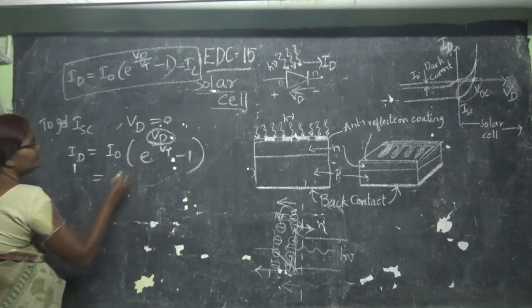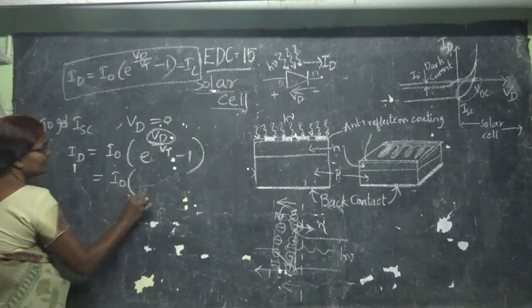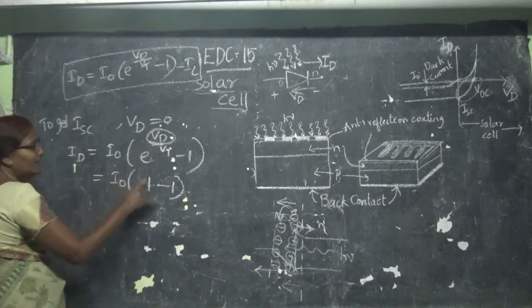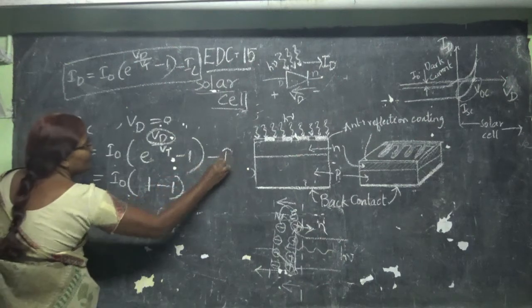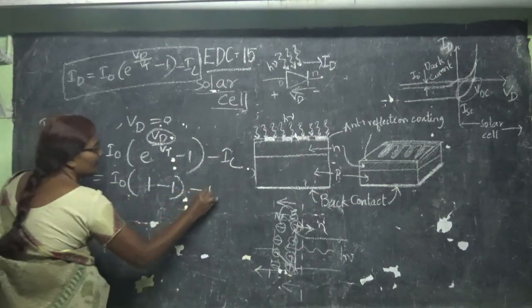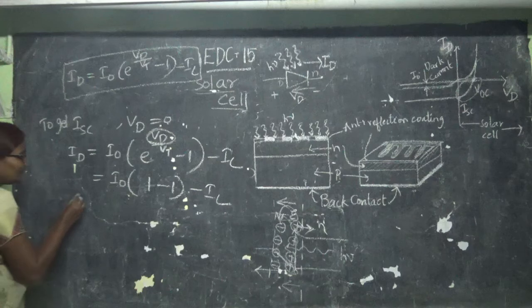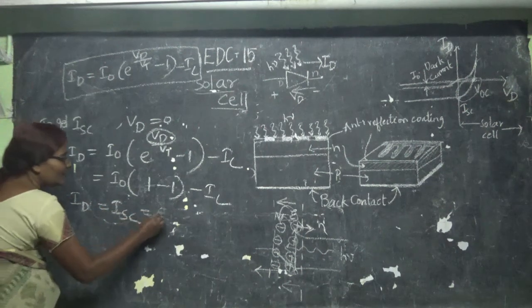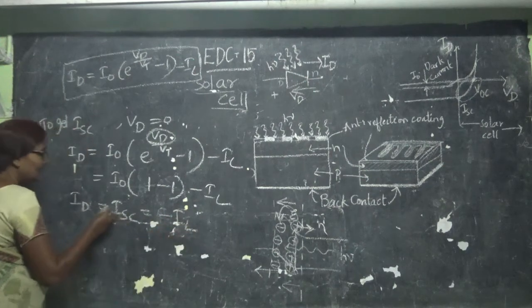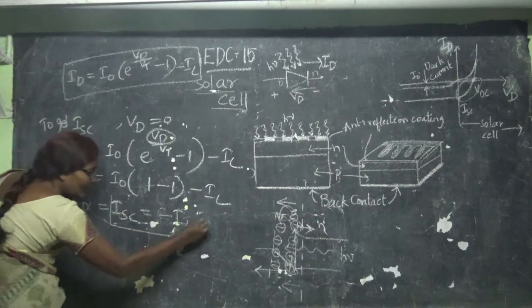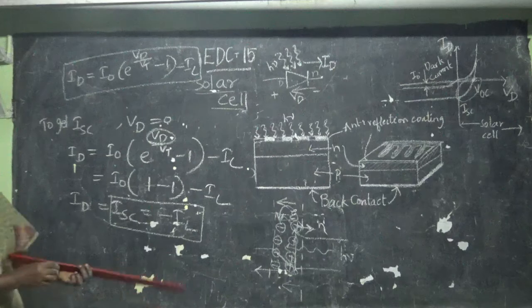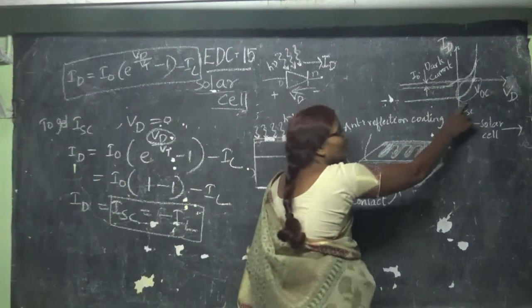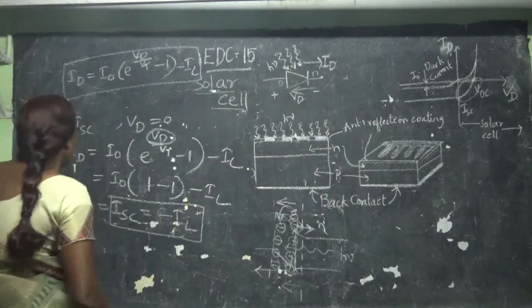So Vd is 0. So I naught into 0 into 1 minus 1, endukani e to the power of 0 will give 1. So what is my ID then? ID is nothing but ISC, which is nothing but minus IL. And then my ISC will be minus IL. So I will get ISC as minus IL.